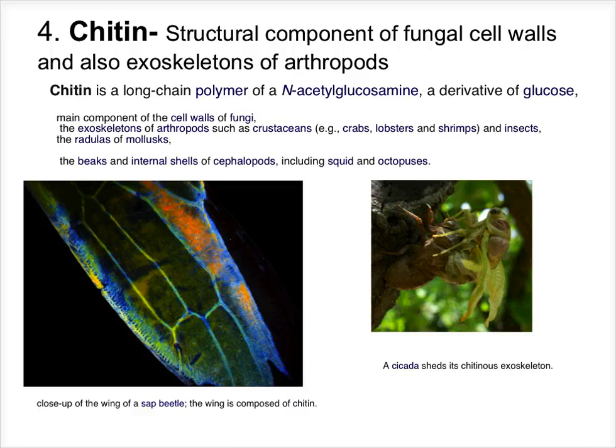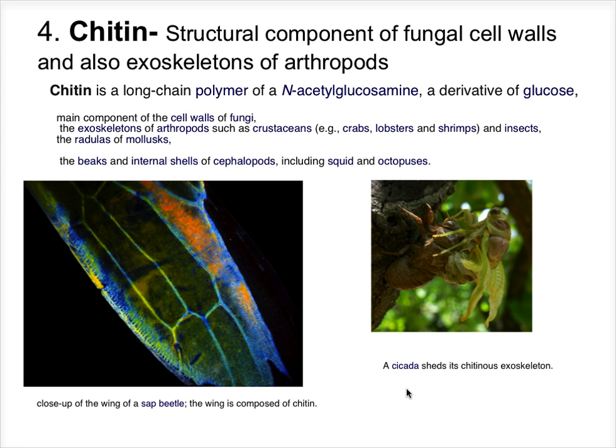Chitin is an external polysaccharide that is found in fungal cell walls. It is also found in the exoskeleton of arthropods. It's a long polymer of N-acetylglucosamine, which is a derivative of glucose. It's the main component of the cell walls of fungi. It's found in the exoskeleton of some of your arthropods, crustaceans, crabs, lobster, shrimp, and even insects.